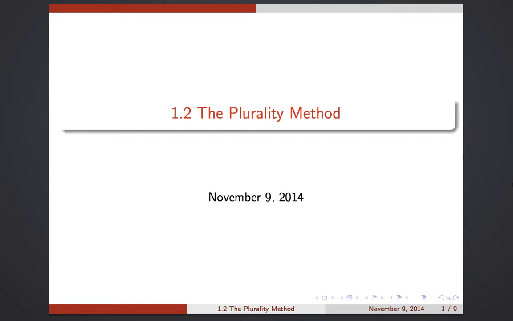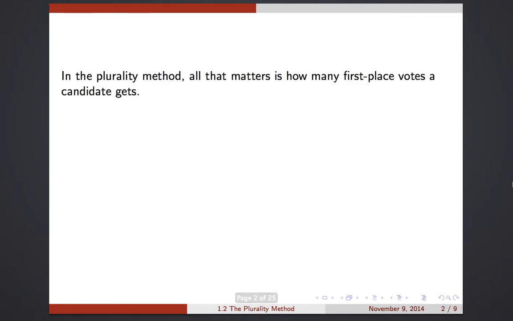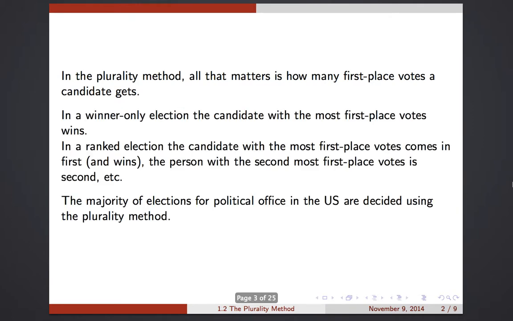So section 1.2 introduces the simplest method of voting, the simplest method of determining an outcome of an election, and that method is the plurality method. And the plurality method works essentially how you normally think of elections working. The person who wins is the person who gets the most first place votes. So it's that simple, right? You just count how many first place votes each person got, and whoever got the most wins.